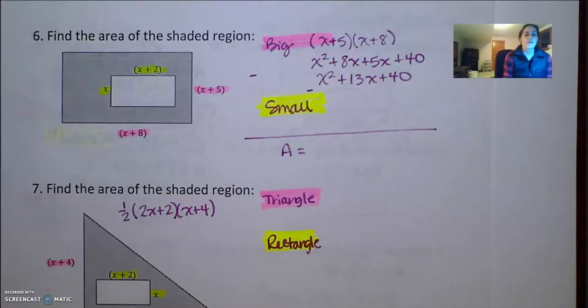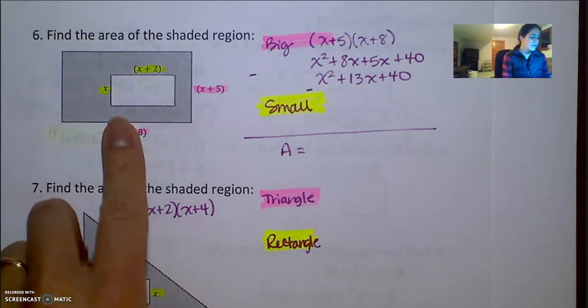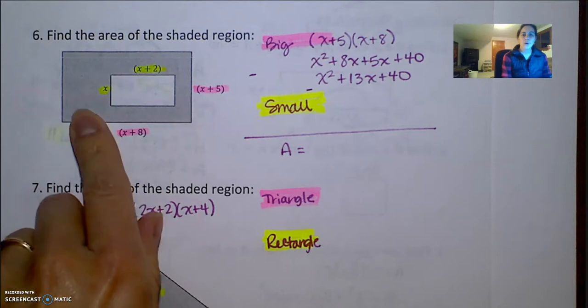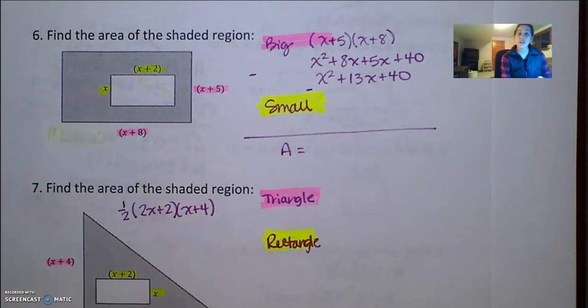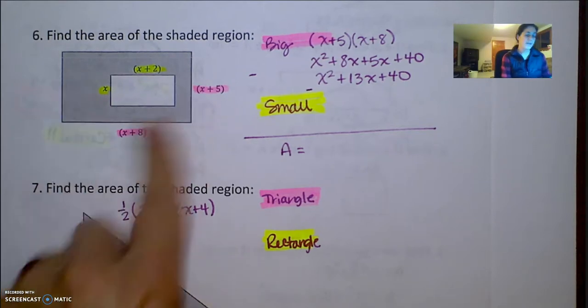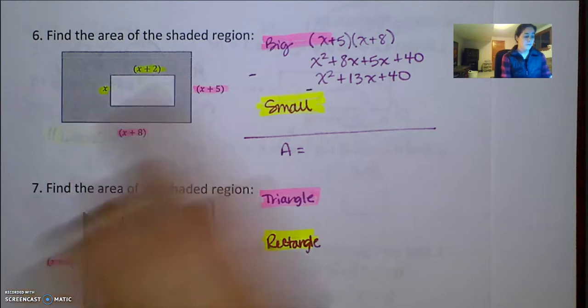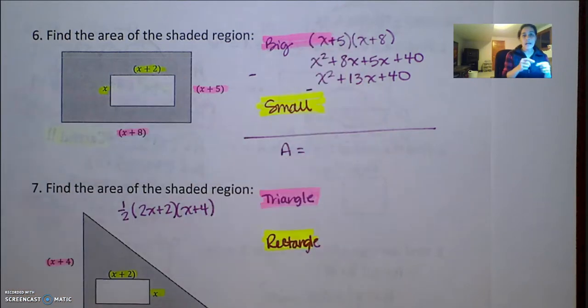Now, one more thing that I want to talk about in Lesson 7C when we're multiplying polynomials is how to calculate problems that involve finding the area of a shaded region. So what we're doing is we're taking this gray big rectangle and we're cutting out or removing a smaller rectangle. So then we're trying to just find out what's remaining, what's left of the big one.